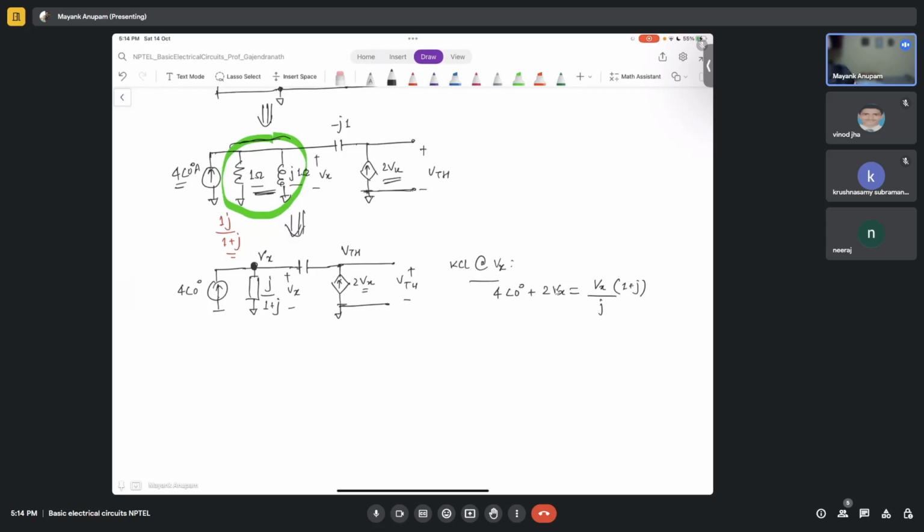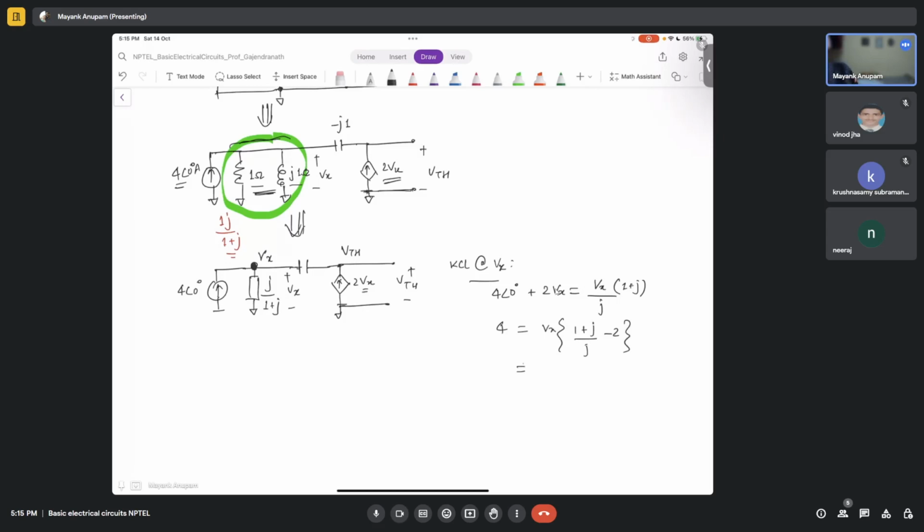So we'll directly find out what Vx is with this. What is Vx? Do we have to convert to polar? Do it. So no, 4 angle 0 is nothing, it is simply 4. Yes, sir. 4 plus j0, so it is 4. Nothing to convert here. So let's do this: 4 plus 4 is equal to Vx times (1 plus j) divided by j, minus 2, right?